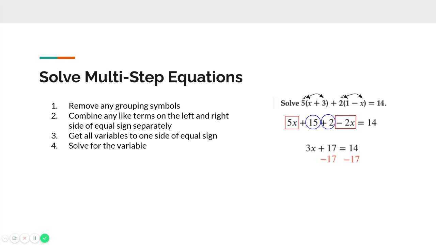Isolate the variable by subtracting 17 from both sides. Now we have 3x equal to negative 3. And finally, we can divide by 3 on both sides to get our solution, so x will equal negative 1.